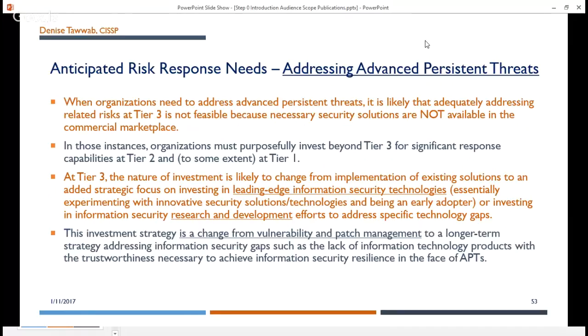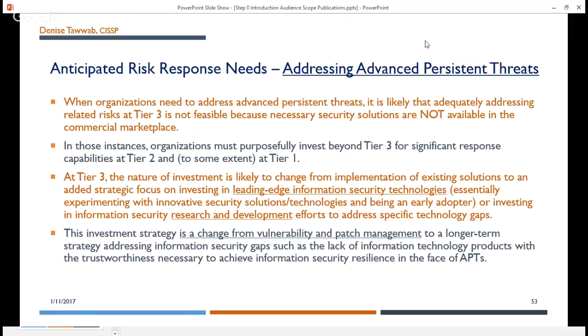And in those instances, businesses and organizations have to purposefully invest beyond tier 3 for significant response capabilities at tier 2 and to some extent at tier 1. So at tier 3, the nature of investment is likely to change from implementing existing solutions to a strategic focus on investing in leading edge information security technologies, essentially experimenting with up and coming technologies and being early adopters, or investing in information security research and development efforts to address specific technology gaps.